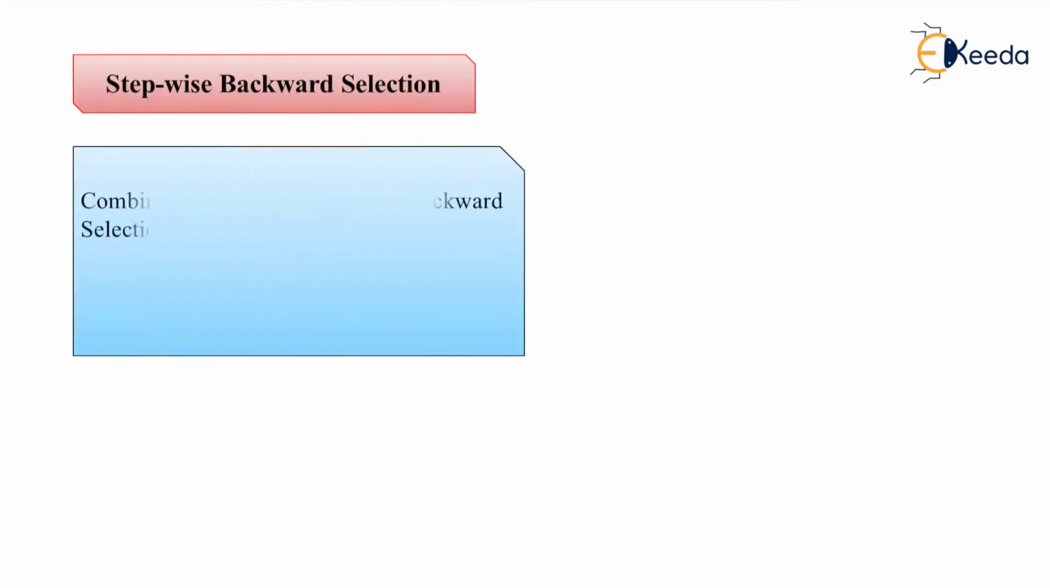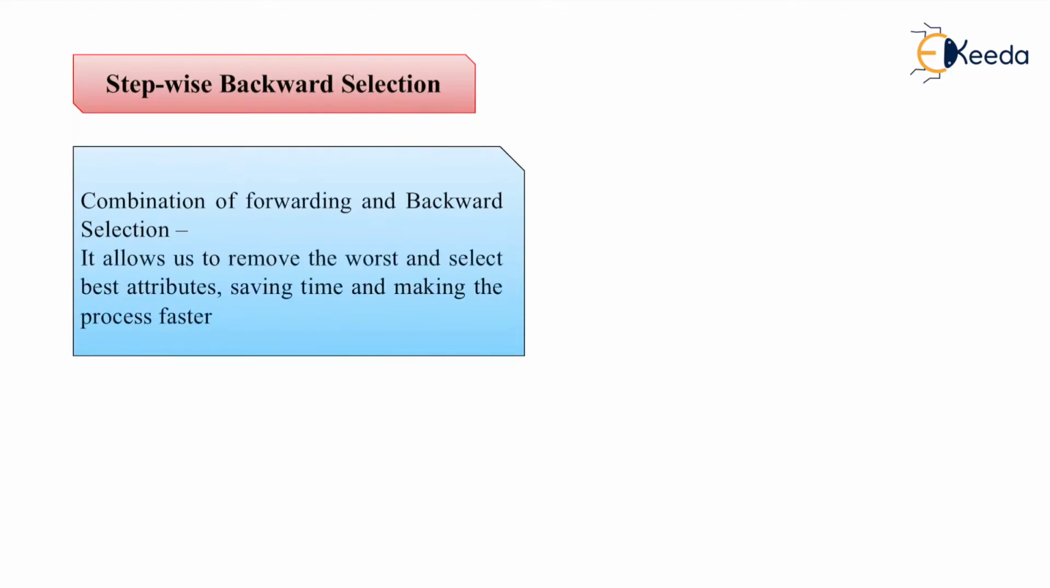Next, the combination of forward and backward selection allows us to remove the worst and select the best attributes. It also saves your time and makes the process faster.